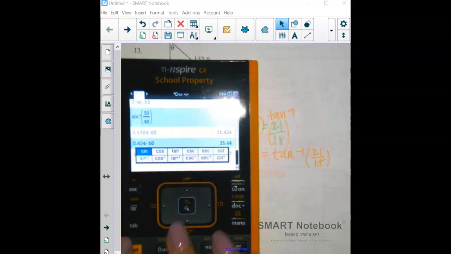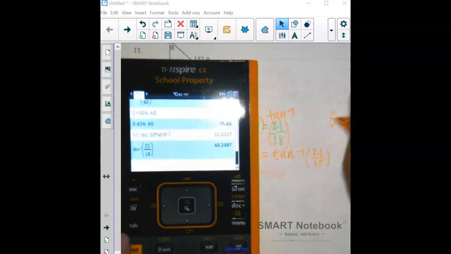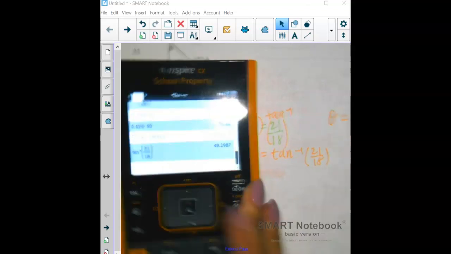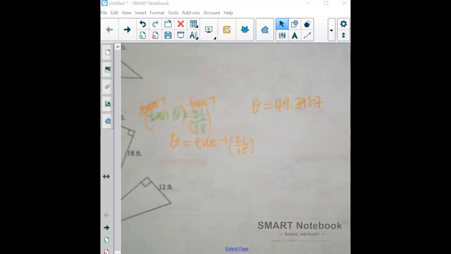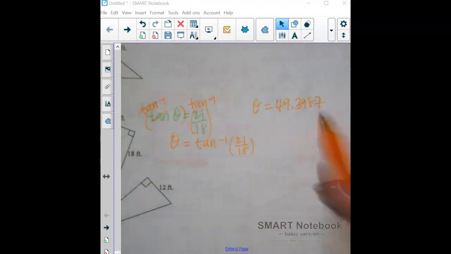We're going to put in the tangent inverse of, you can put a fraction in if you want, 21 over 18. So theta is going to equal 49.3987. We've done this pretty much for a while now. I have shown you how to convert from the decimal, which is in degrees, into degrees, minutes, and seconds. We've already been doing that.